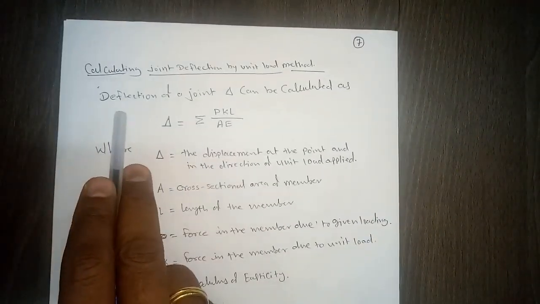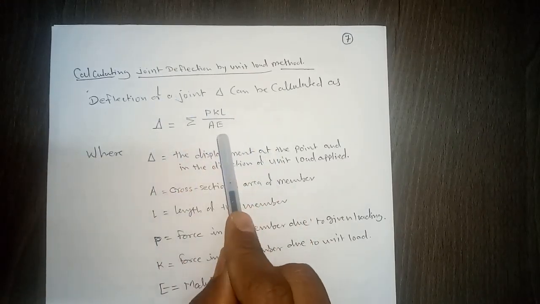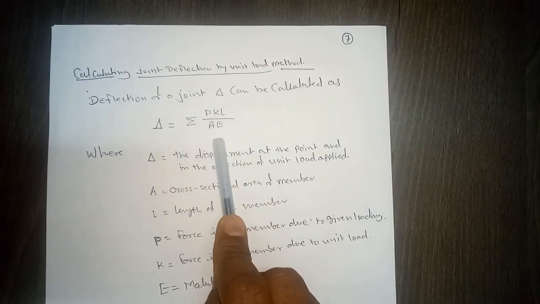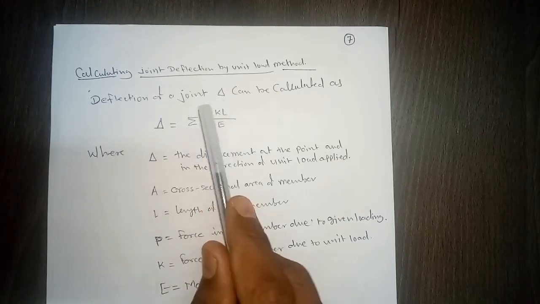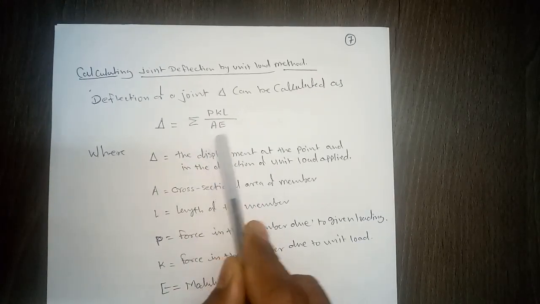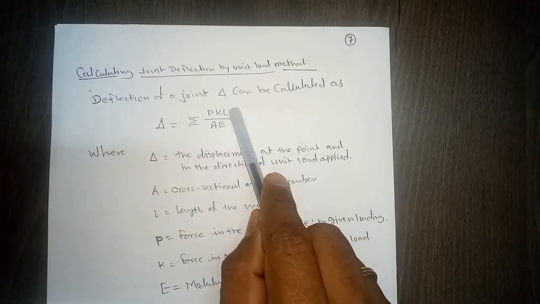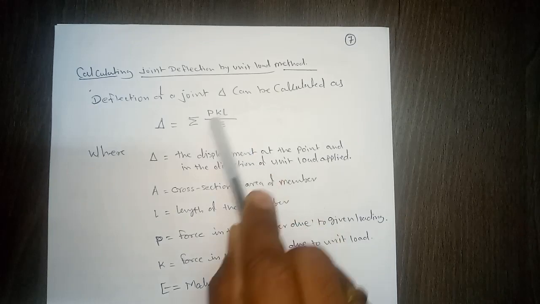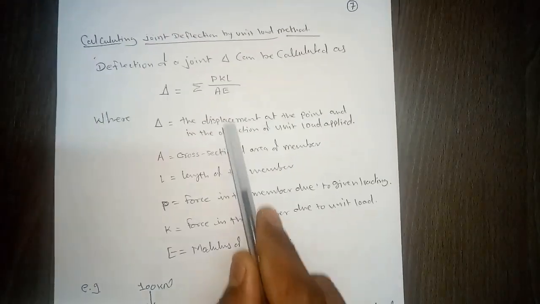To calculate deflection, this is the equation that you should remember. No doubt it is a very easy equation. It says summation PKL by AE. A few terms you already know: A is the cross-sectional area, E is Young's modulus or modulus of elasticity, and L is the length of the member. Only two things, P and K, have some typical meaning.